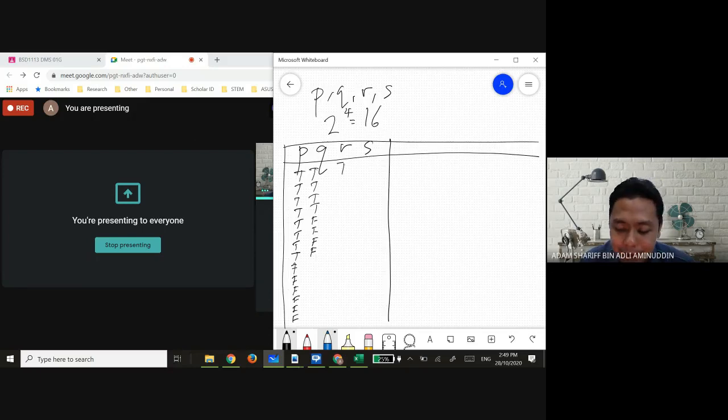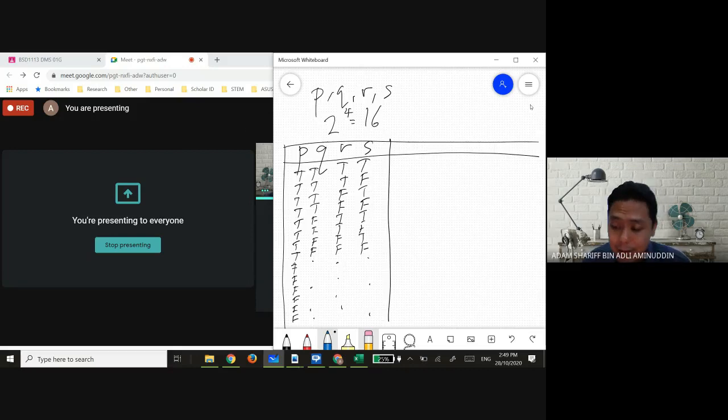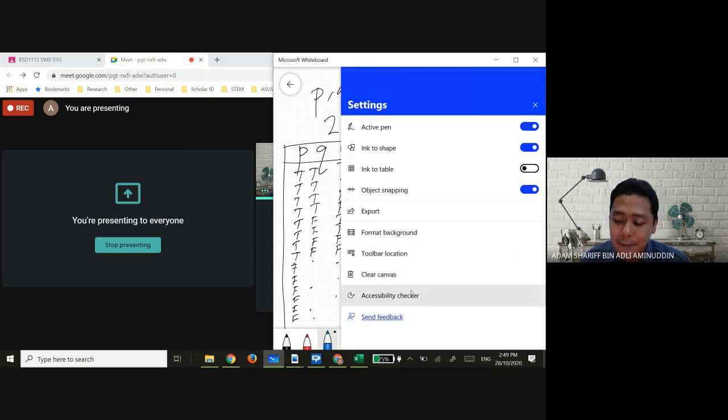For R, T 2 kali, F 2 kali. T 2 kali, F 2 kali. For the last one, paling senang, TF, TF, TF, TF. Dan repeat pattern dia. So yes, you can have many atomic proposition that you like, but the formula remains the same. 2 to the power of n.